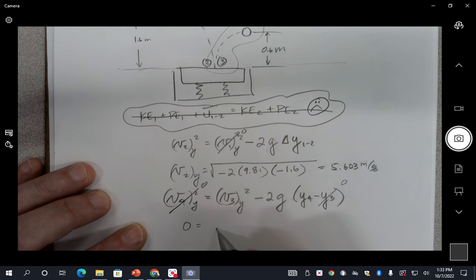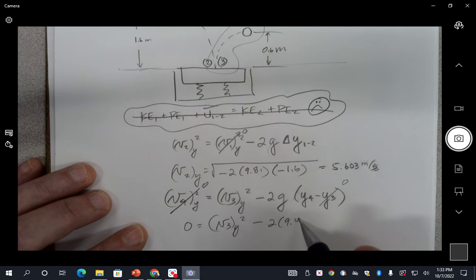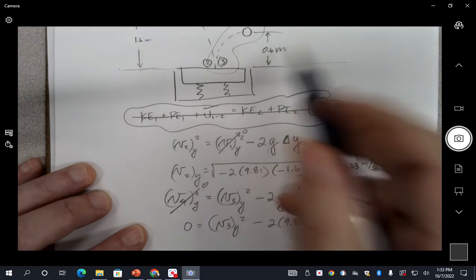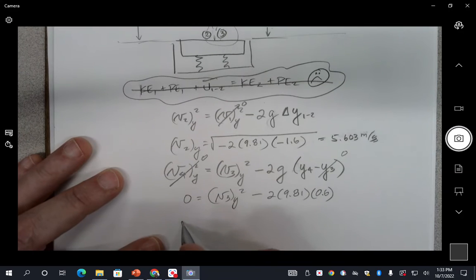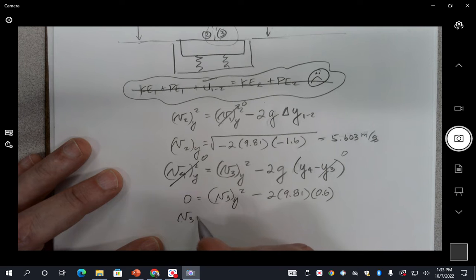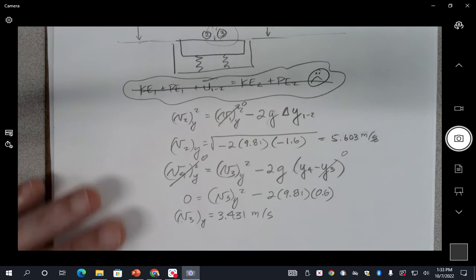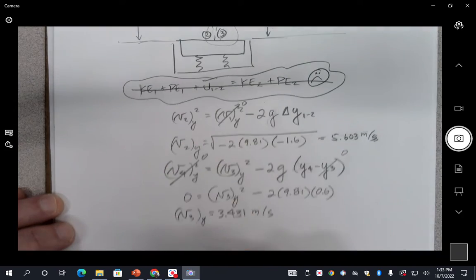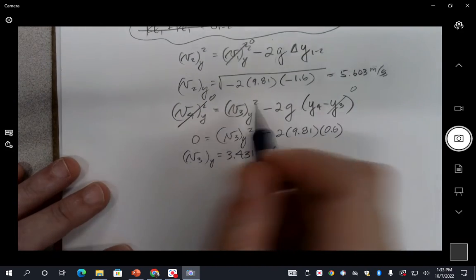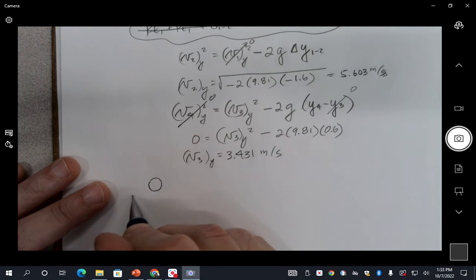So 0 is equal to v3y squared minus 2 times 9.81 times 0.6. So we'll get that v3 is equal to 3.431 meters per second. And this is the normal direction, as he mentioned. Because you could see that, and I think it's best, when talking about the normal direction, that maybe we write out our 3 diagrams.